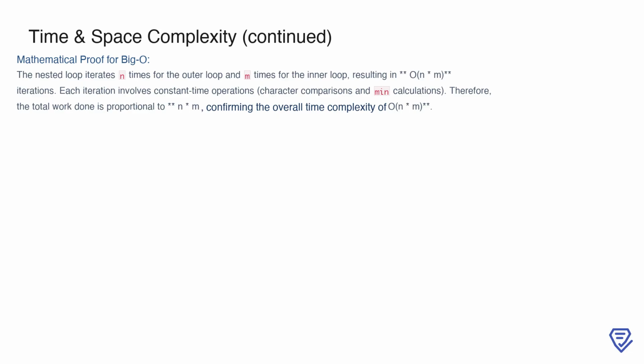Therefore, the overall time complexity is O(n * m), validating our earlier conclusion. This formal analysis demonstrates that the dynamic programming solution efficiently handles the problem within the stated complexity bounds.